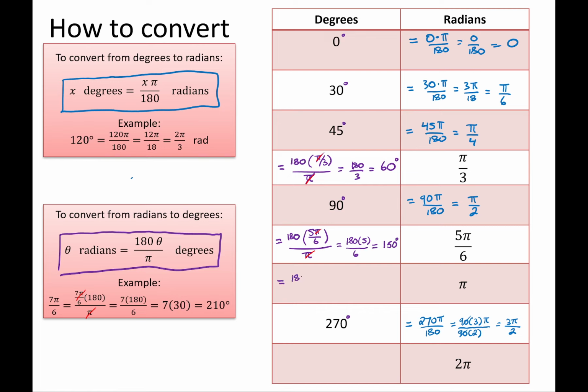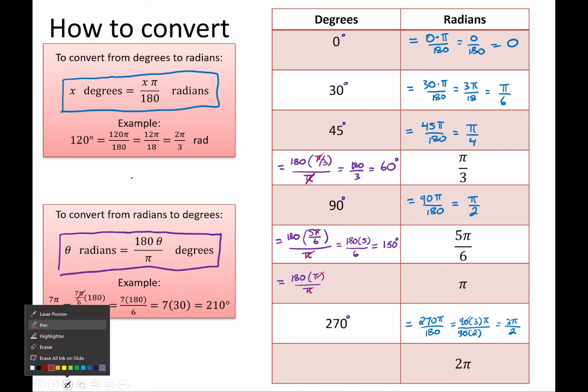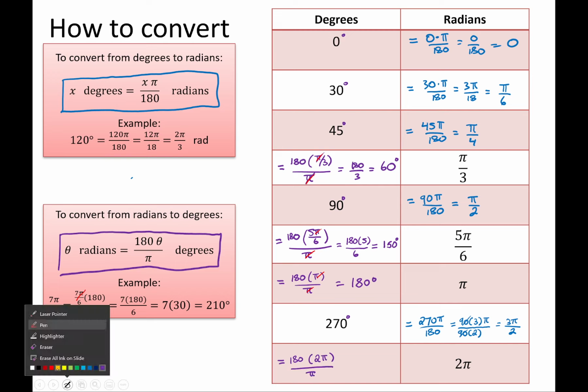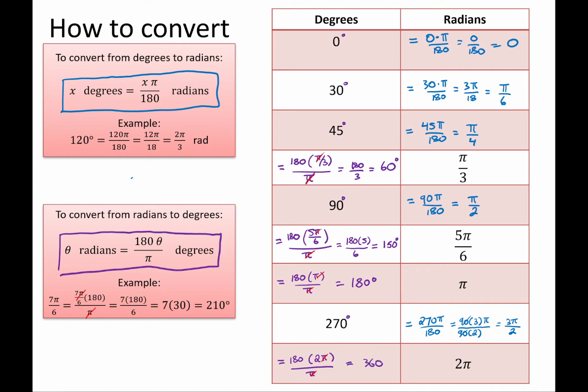Okay, next one, pi. So that's 180 times pi over pi. The pi's cancel, we just have 180. Nothing shocking there. Okay, and then the last one, 2 pi. So we have 180 times 2 pi over pi. Pi's cancel. We have 2 times 180, which is 360 degrees.